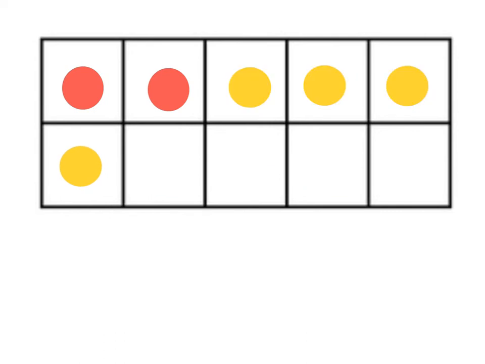Now we are going to look at how 5 can help us solve addition problems. For example, 2 plus 4. So first I put 2 reds on the 10 frame. Then I put on 4 yellows. This shows the addition problem 2 plus 4.